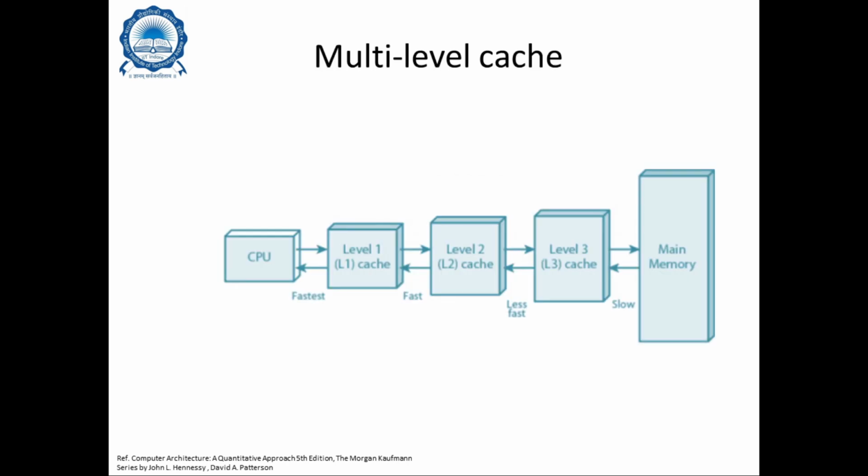Again, considering the multi-level cache architecture, you have a number of levels of cache memory sitting in between the CPU and the main memory, and the speed varies from the fastest to the slowest as you move from the left end of the spectrum to the right end, from CPU to the main memory.